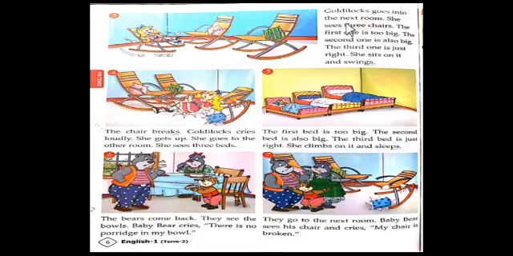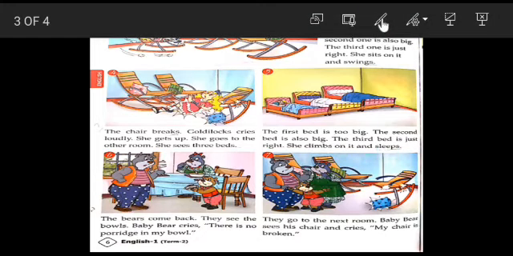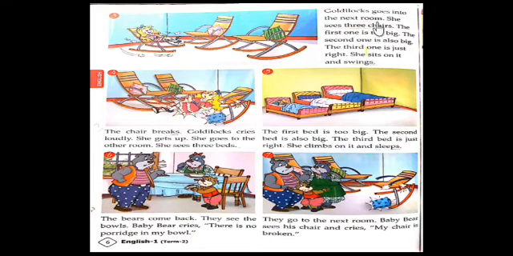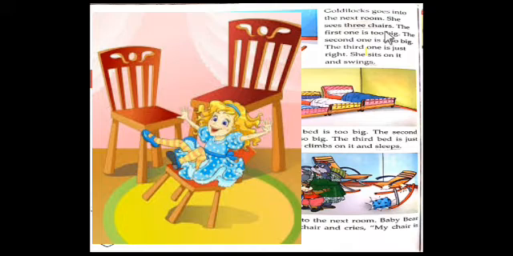Goldilocks goes into the next room. She sees 3 chairs. The first one is too big. The second one is also big. The third one is just right. She sits on it and swings.